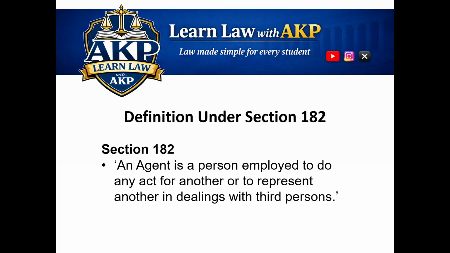Now, Section 182 provides the legal definition of an agent. According to the Act, an agent is a person employed to do any act for another or to represent another in dealings with third persons. This definition highlights two important functions. First, performing acts on behalf of another. Second, representing another person before third parties. Therefore, agency is all about representation and authority.